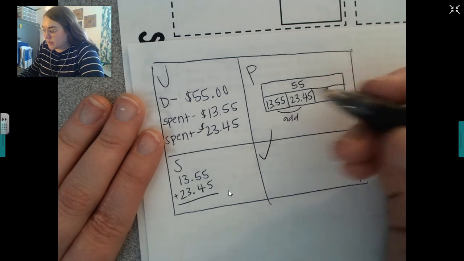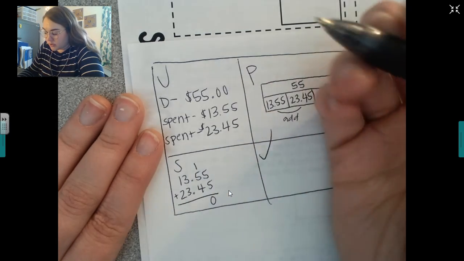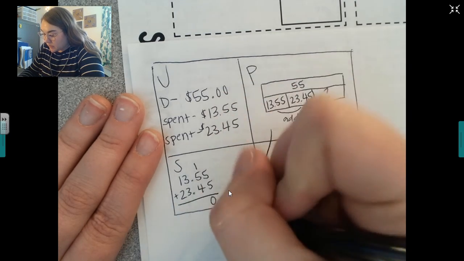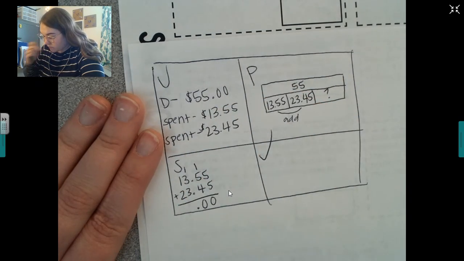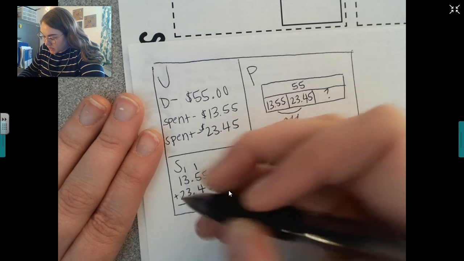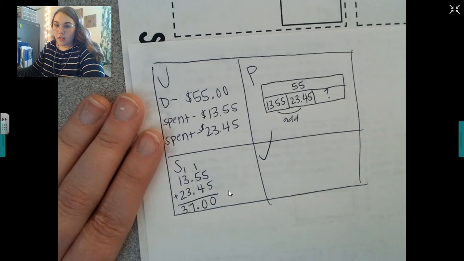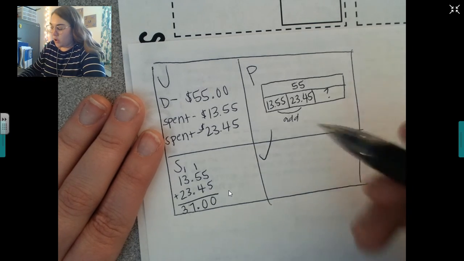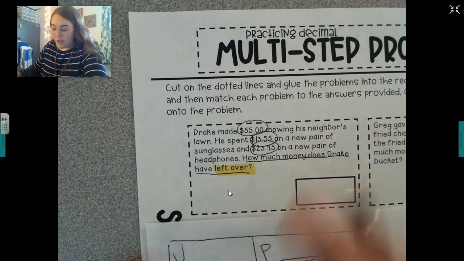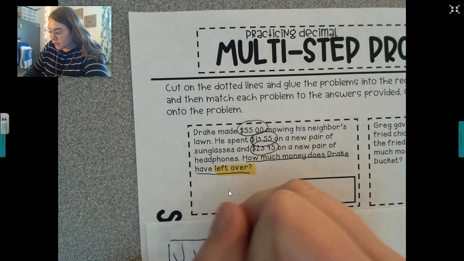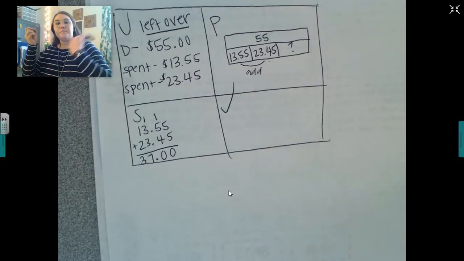Okay, so you should have unpaused by now. Here's what I do. 5 plus 5 is 10. Then 5 plus 4 is 9, plus 1 is 10. Now I'm going to have another decimal. 3 plus 3 is 6, plus 1 is 7, and then 2 plus 1 is 3. So I got $37. Well, that is how much he spent altogether. Is that what I'm looking for? No, I'm looking for how much he has left over. So what do I do from here?